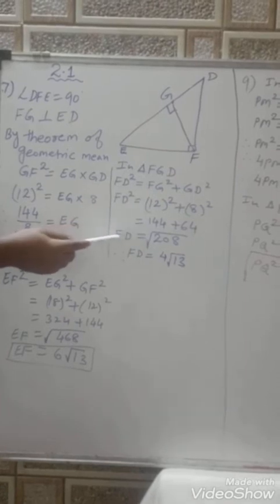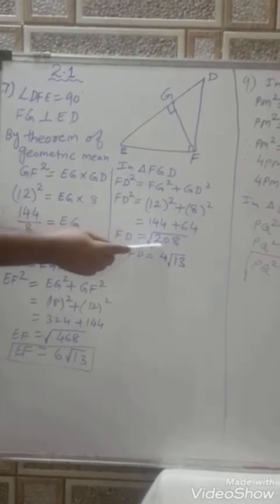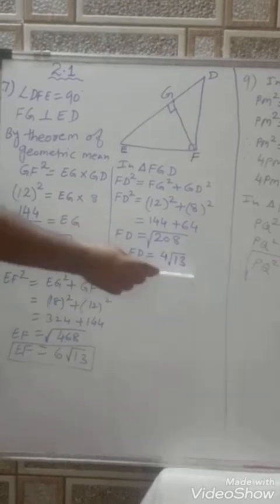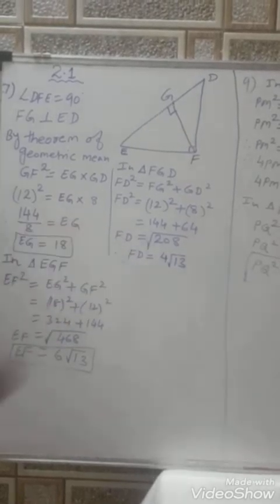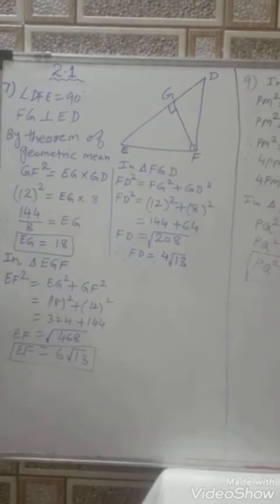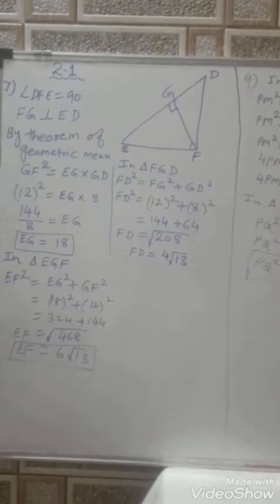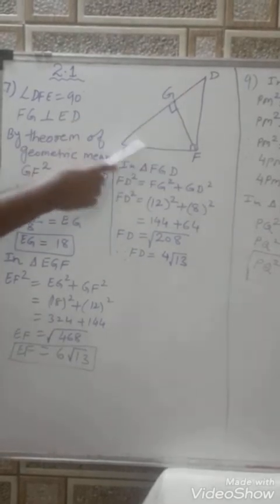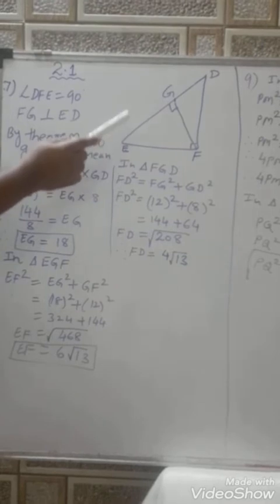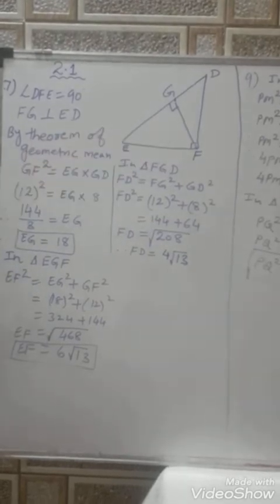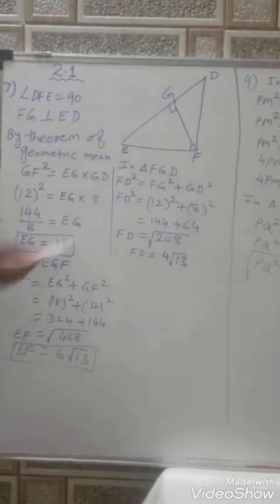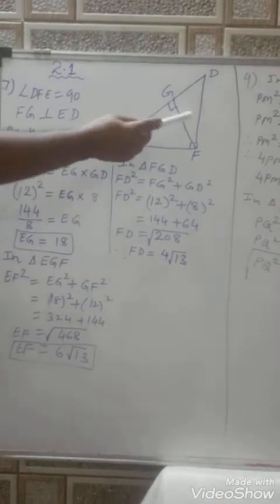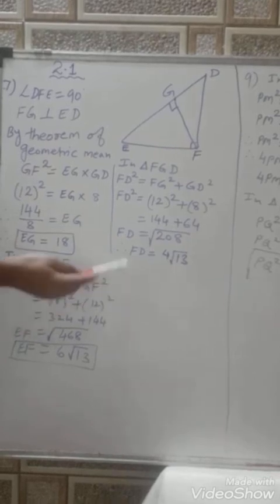208 is FD square, so FD is the square root of 208. So FD equals, we get that root is 4 root 13. That is the value of FD. Now you have to find the third value, EF. So to get the EF, again we use this triangle, triangle FGE or EGF. So in that EF square equals EG square plus FG square or GF square.